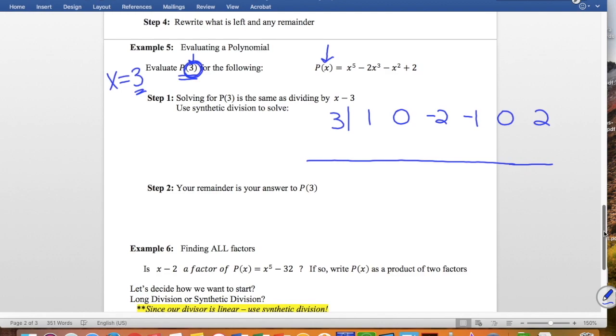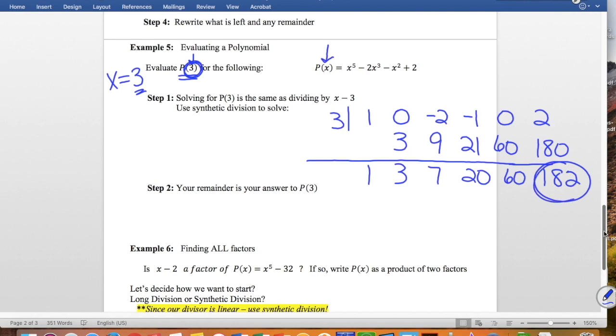I'm going to bring down my leading coefficient, and I'm going to go ahead and go through the process. 1 times 3 is 3. 0 plus 3 is 3. 3 times 3 is 9. Negative 2 and 9 is 7. 7 times 3 is 21. Negative 1 and 21 is 20. 20 times 3 is 60. And 0 plus 60 is 60. 60 times 3 is 180. And 180 plus 2 is 182.